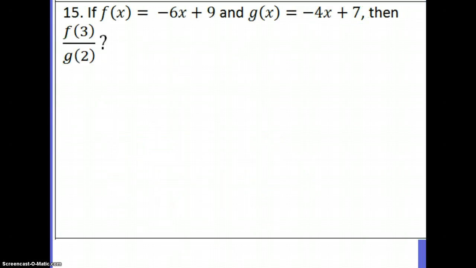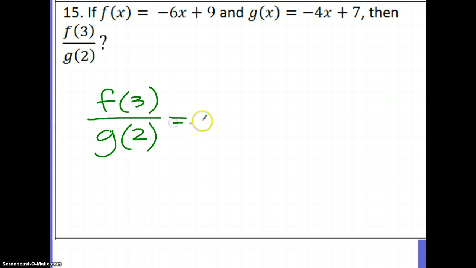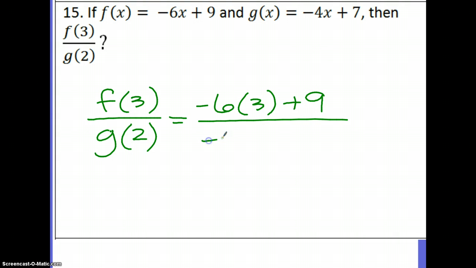f(x) is negative 6x plus 9, g(x) is negative 4x plus 7. We're going to do f of 3 on top, g of 2 on bottom, and we're going to divide that out. So negative 6, plug in 3, plus 9. Negative 4, plug in 2 for x, plus 7. You could do this piece by piece or just type it in as a fraction on the calculator.